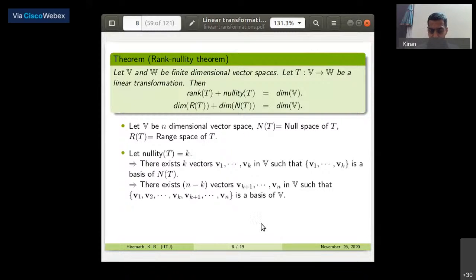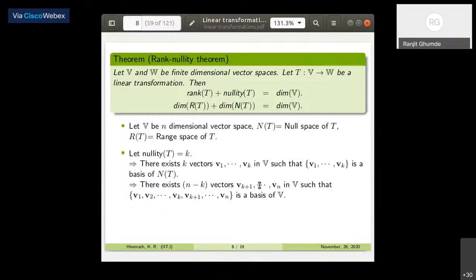How can we prove this statement? If they are linearly independent. But here the thing is that there exists another n minus k vectors, and we don't know right now whether they are linearly independent or not.